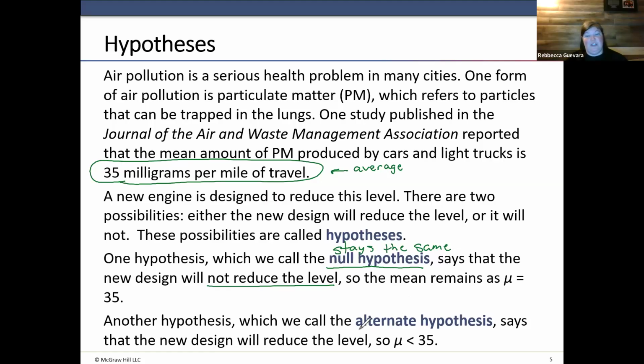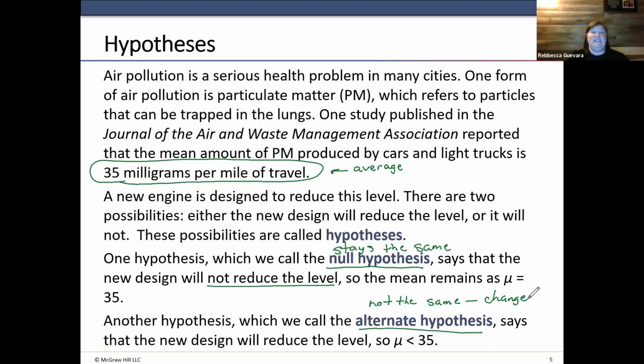Another hypothesis called the alternative hypothesis states that the new design will reduce the level, or our mean is going to be less than 35. So your alternative hypothesis is that things are not the same. Or really what we're looking at is there was an actual change that we're seeing there.